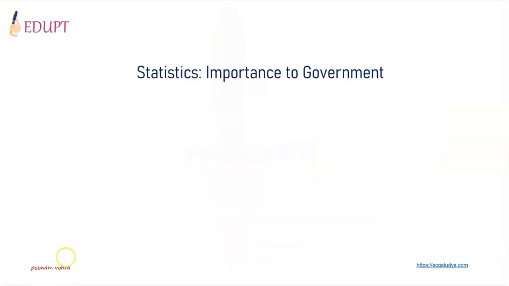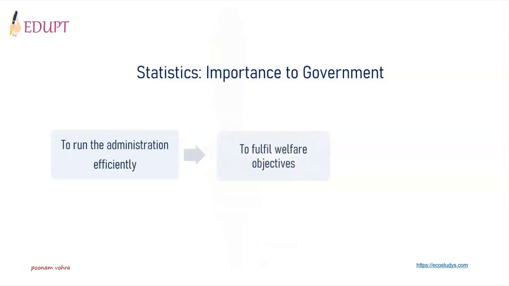Let's understand slightly in more details how is statistics relevant for the government. The government needs to collect numerical information for the efficient running of the administration as well as fulfill welfare objectives. So government has to make many decisions related to different sectors of the nation. So statistical information on various aspects is collected for different sectors like education, health, industry, infrastructure, population, and so on.